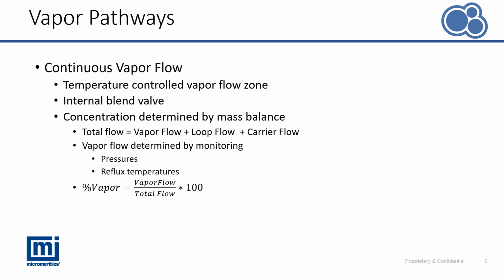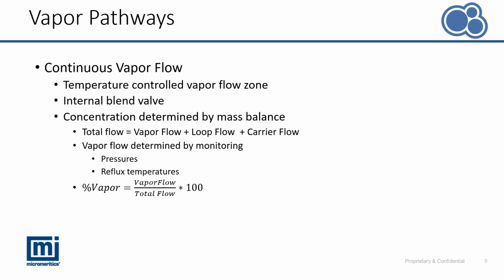The new feature of the vapor generator in the Autochem 3 now allows a continuous flow of vapors. A heated pathway was added, which we called the vapor flow zone previously. It allows the generated vapor to flow to the vapor valve without recondensing. From the vapor valve, it can be blended into the carrier stream continuously through the blend valve.